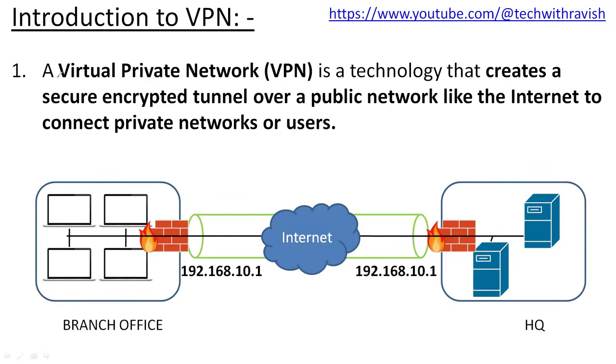What is a VPN? A VPN is a virtual private network. It is a technology that creates a secure encrypted tunnel over public networks like the internet to connect private networks or users. What does it mean?